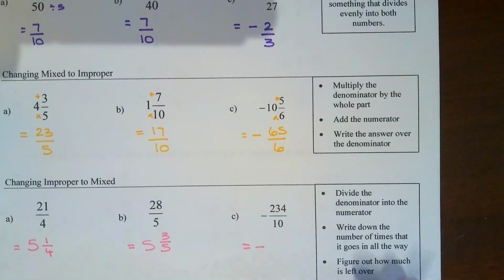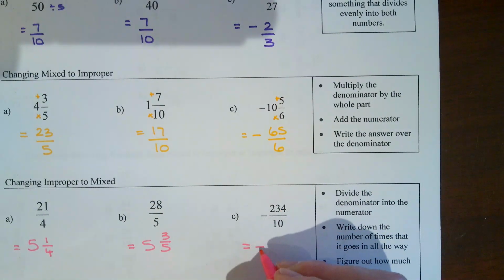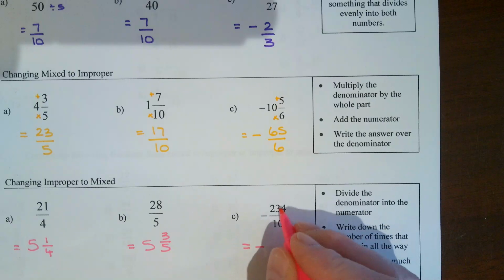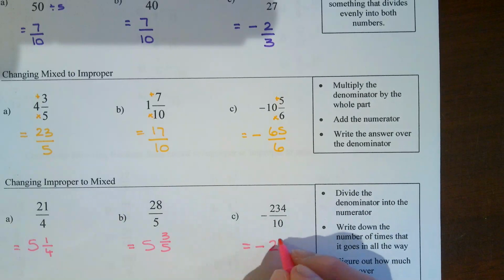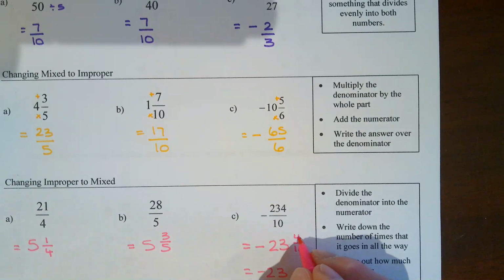Last one, I look at 10 goes into 234, and I know it's negative, so I put the negative down. 10 goes into 234 23 times. That leaves me 230, and so it leaves me with 4 out of 10. But 4 out of 10 can both be reduced by 2. So I do 4 divided by 2 is 2, and 10 divided by 2 is 5.